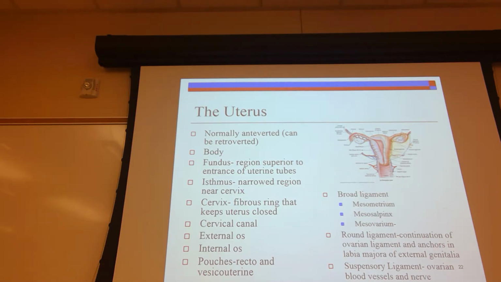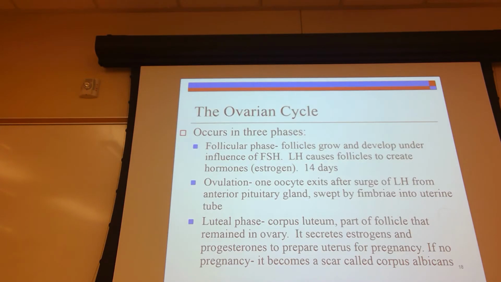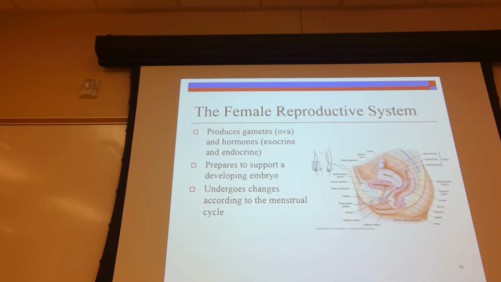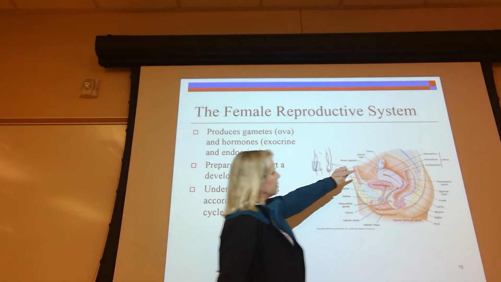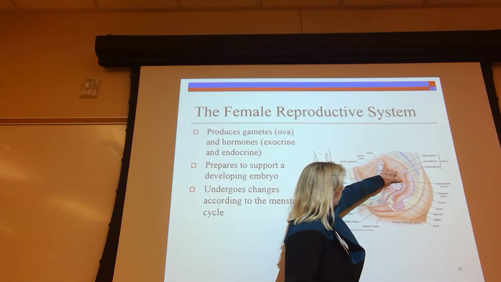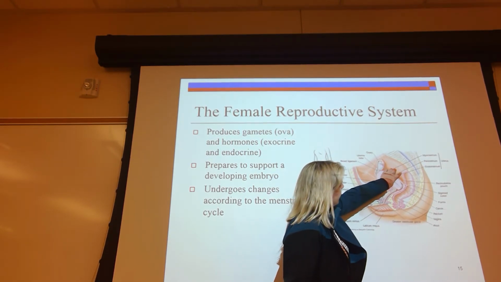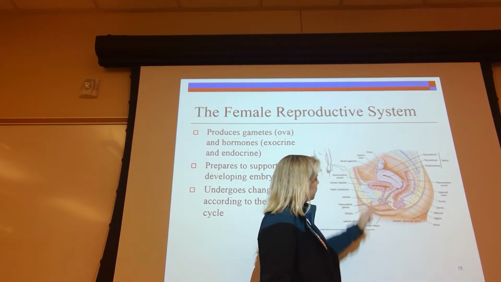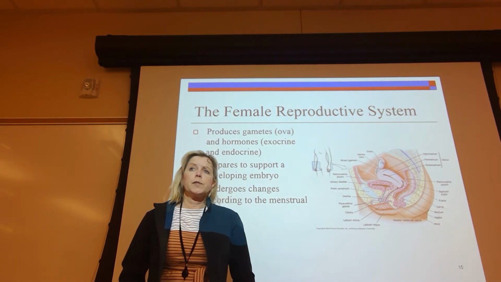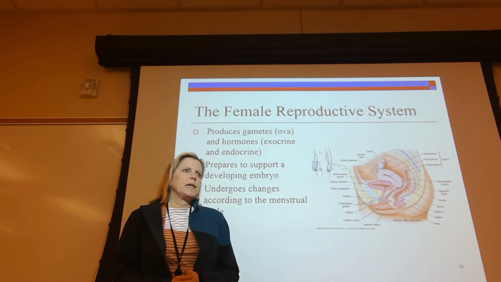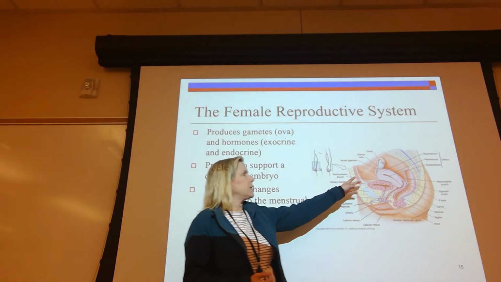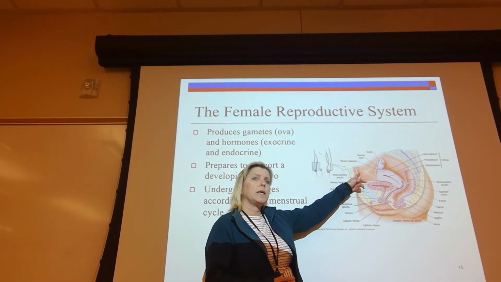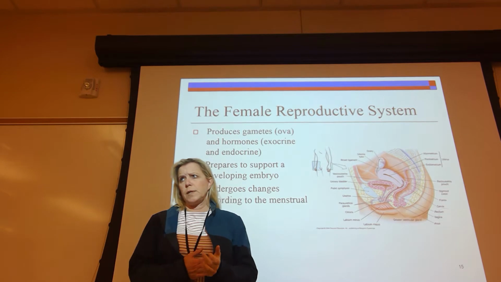I'm going to back up and show you a picture of that. I had it on the previous slide. So right here, this pouch is the recto-uterine pouch, and this pouch right here is the vesico-uterine pouch. They are clinically important to us, especially if you think about someone who has an infection inside the peritoneal cavity. That's called pelvic inflammatory disease.